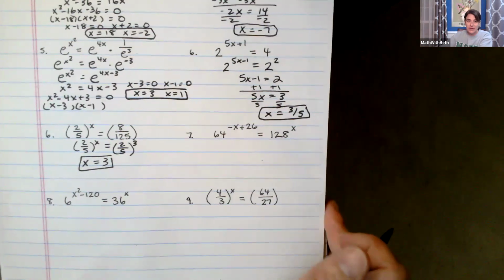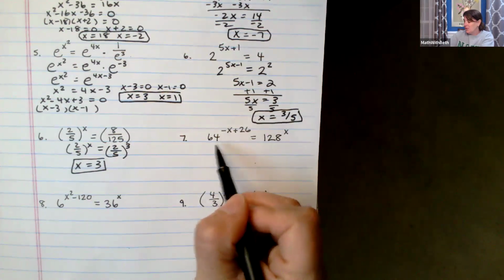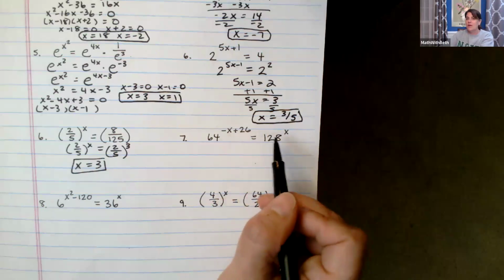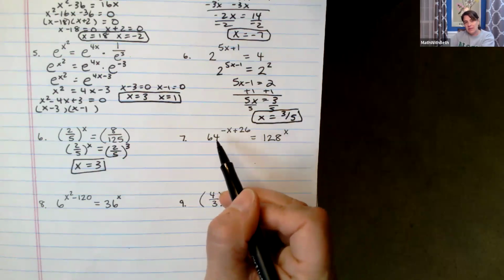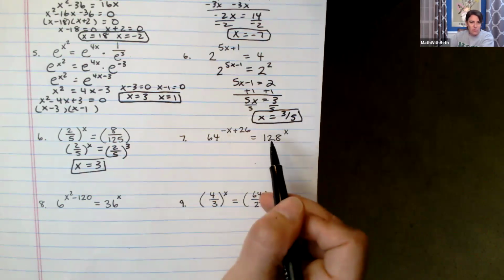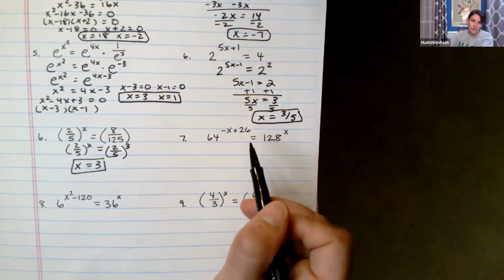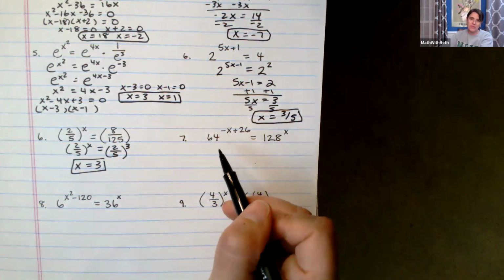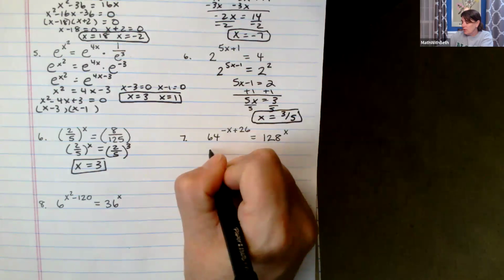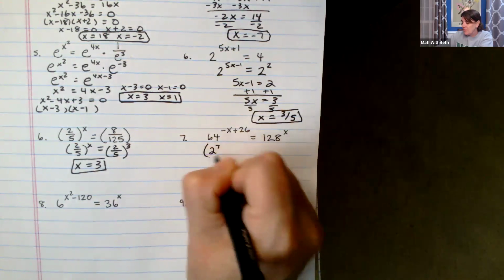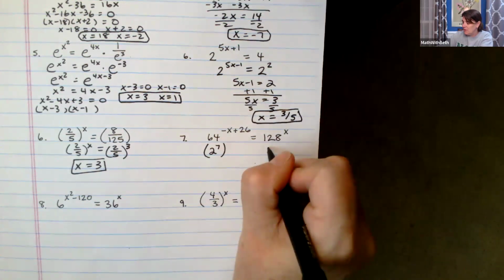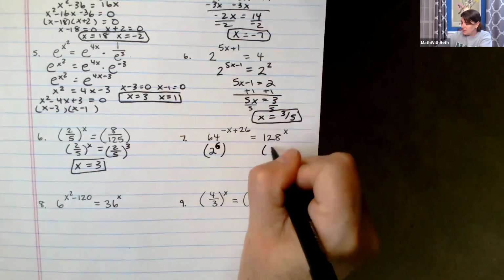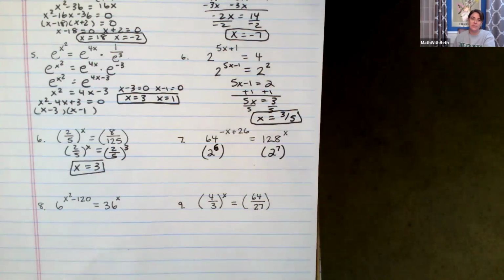All right, 7's a little trickier because you could try to rewrite 128 as 64 to the something, but it won't work. You could go a little smaller and maybe make them 8 to the something, won't work. 4 to the something, won't work. So I basically was playing around with the numbers and finally went all the way down to 2. 2 would work because 2 to the 6th power is 64, and 2 to the 7th power is 128.